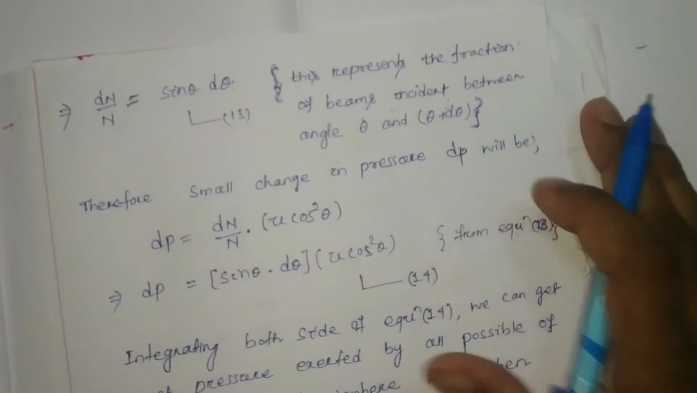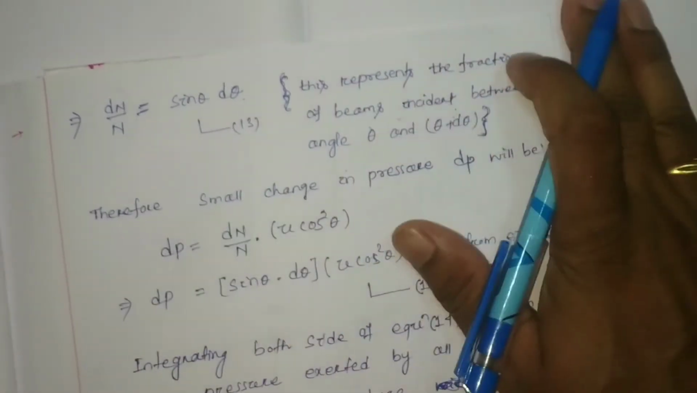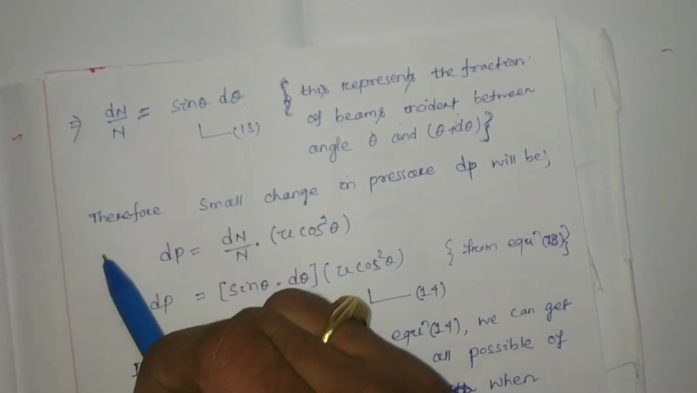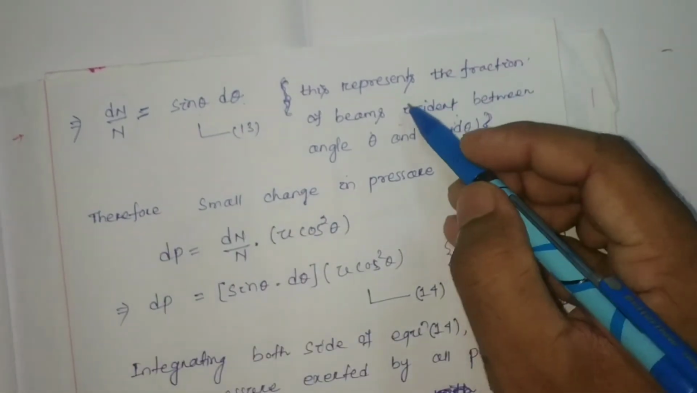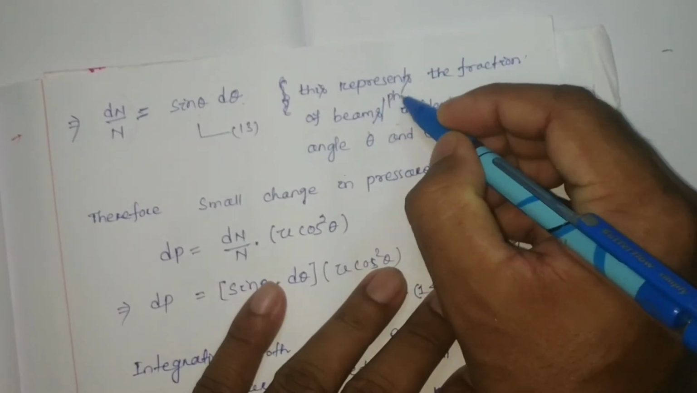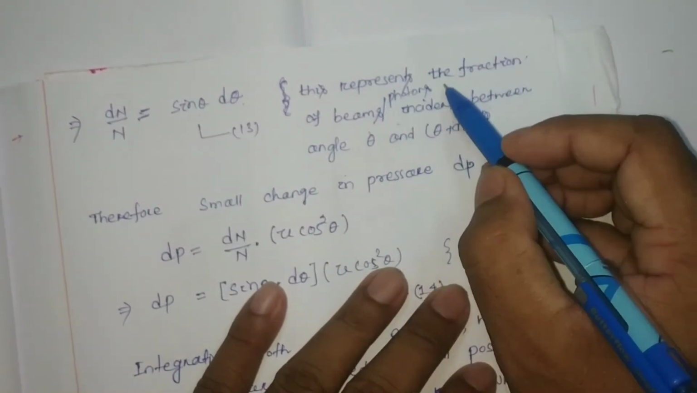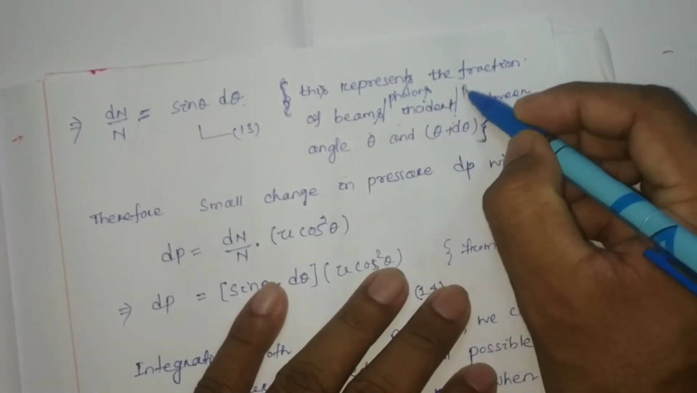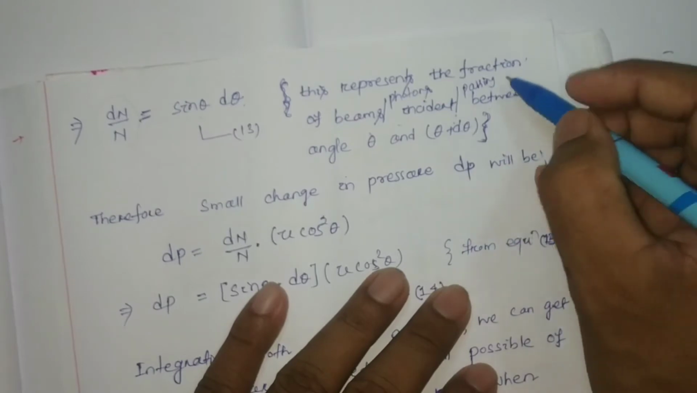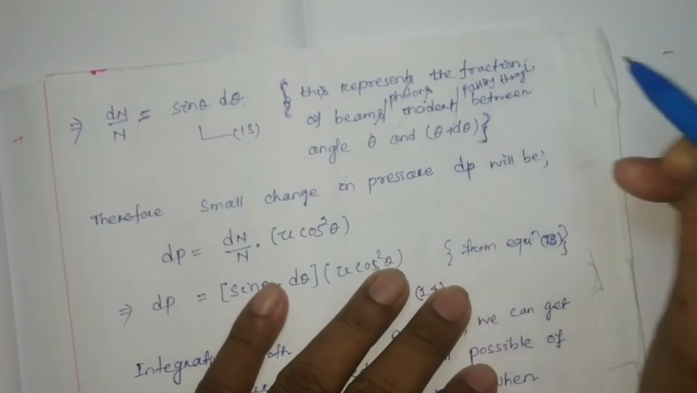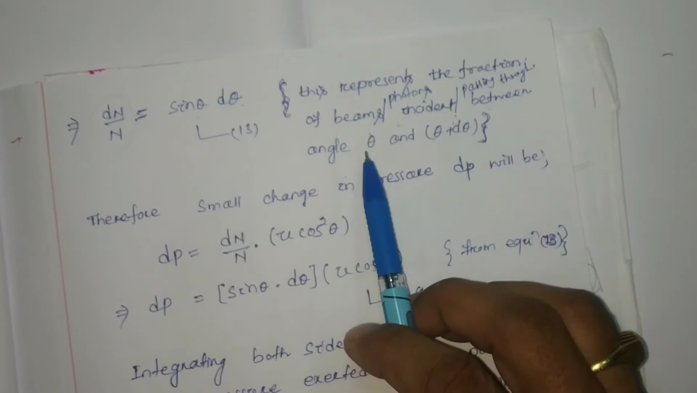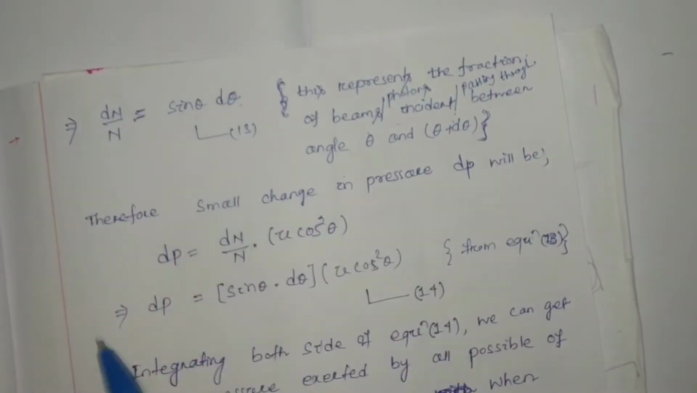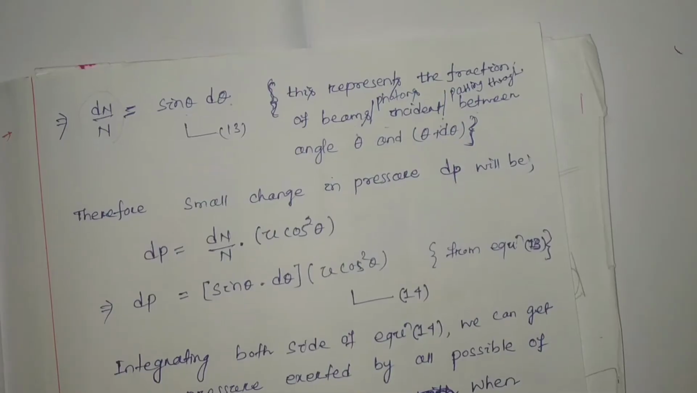So how much number of photons, or you can say fraction of photons. This dn by n is nothing but the fraction of photons. Your beam, just write photons. The fraction represents the fraction of beams or photons incident, or you can also write passing through, between angle theta and theta plus d theta, is your sine theta into d theta. Let this be your equation number 13.